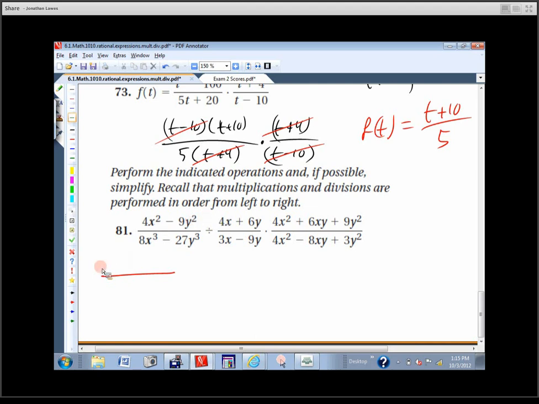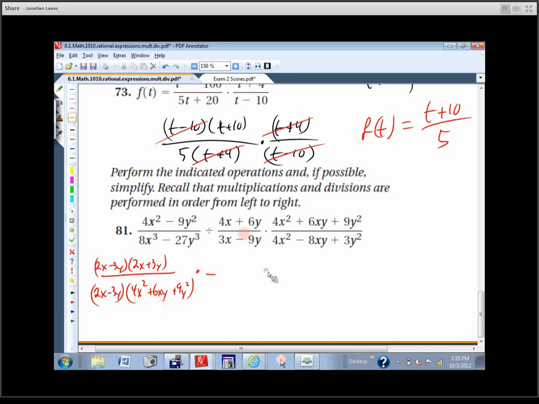Perfect square of 2x, perfect square of 3y. So this is 2x minus 3y, 2x plus 3y. Recognize that? Perfect cubes. Perfect cube of 2x, perfect cube of 3y. So you got to know the formula. It's going to be 2x minus 3y, and then this stuff is going to be 4x squared. It's going to end with a 9y squared, and the middle term is going to be 2 and 3. That's a 6xy.